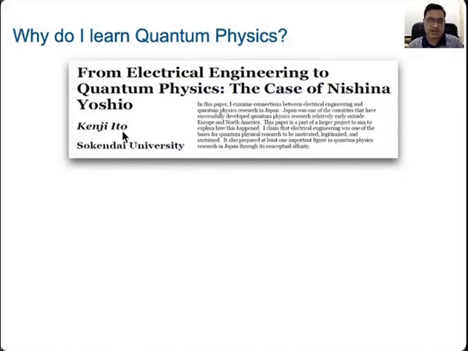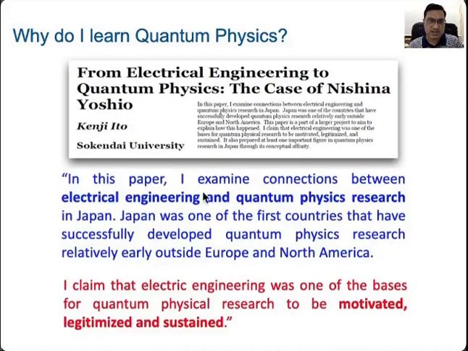This is a very interesting article written by Kenji Ito from Sokendai University, Japan. What he writes: from electrical engineering to quantum physics, the case of Nishina Yoshio. Let me quote some of the important paragraphs from this paper. In this paper, I examine the connection between electrical engineering and quantum physics research in Japan. Japan was one of the first countries that successfully developed quantum physics research relatively early outside Europe and North America. Furthermore, I claim that electrical engineering was one of the bases for quantum physical research to be motivated, legitimized, and sustained.